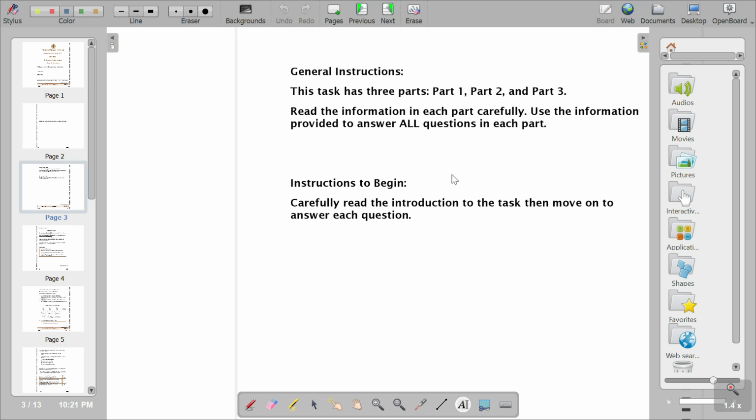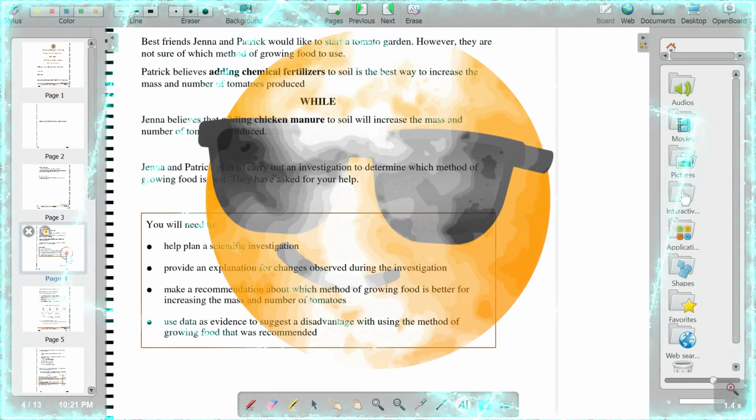All right, let's read the general instructions. It says this task has three parts, part one, two, and three. Read the information in each part carefully. Use the information provided to answer all questions in each part. Instructions to begin: carefully read the introduction to the task, then move on to answering each question.